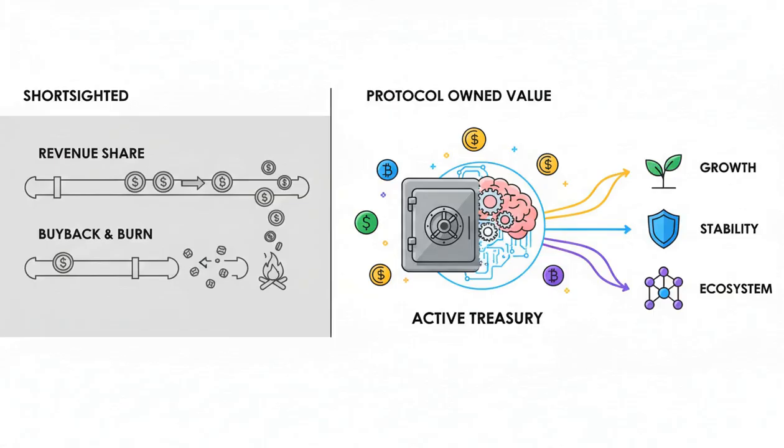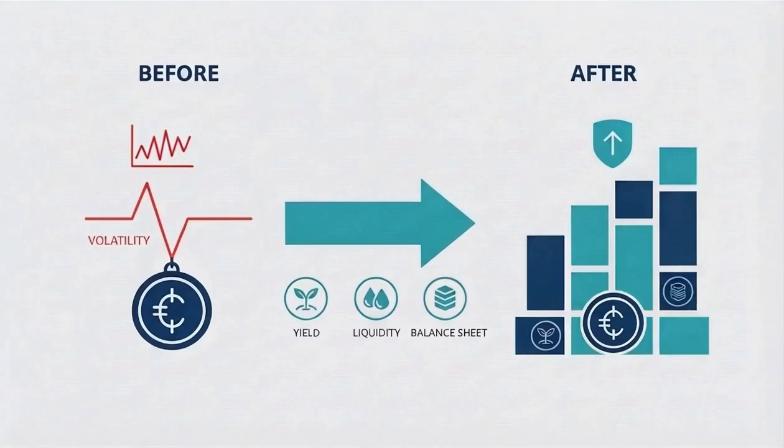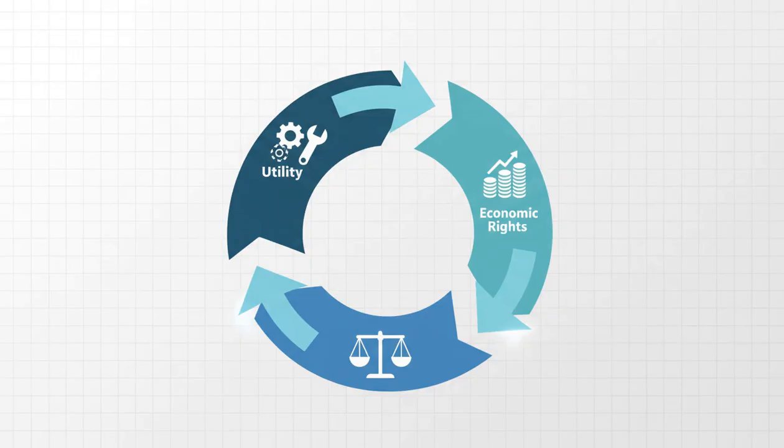What I really like to see is a more sophisticated approach, something I call protocol-owned value. Instead of just passing revenue through, the Treasury actively manages its assets. It can earn yield, provide liquidity, and build a real balance sheet. This creates a foundational value for your token that isn't just tied to the daily fee volatility. It turns your token from a simple claim on fees into a share in a productive, growing enterprise.